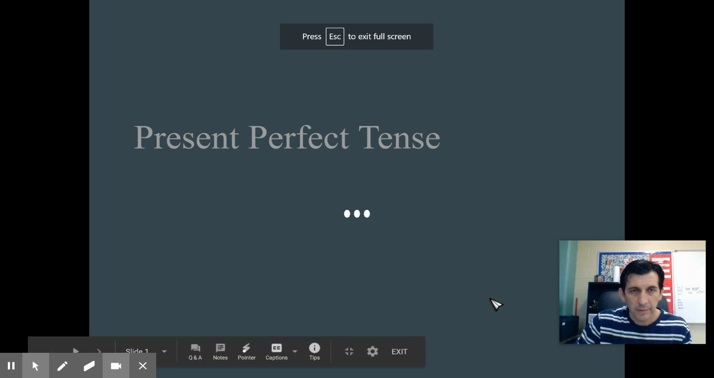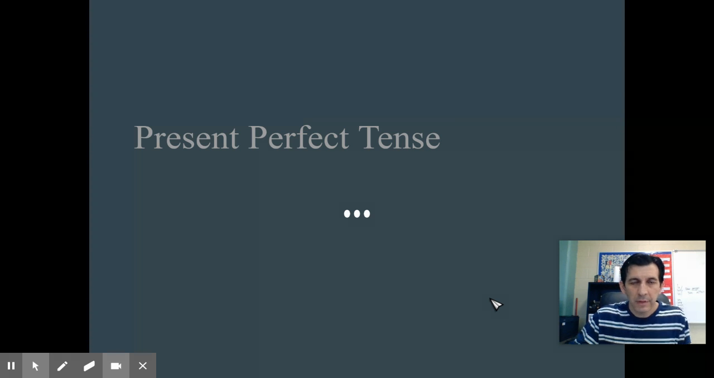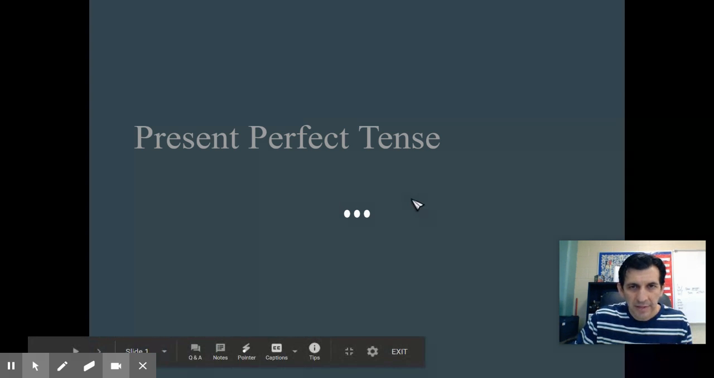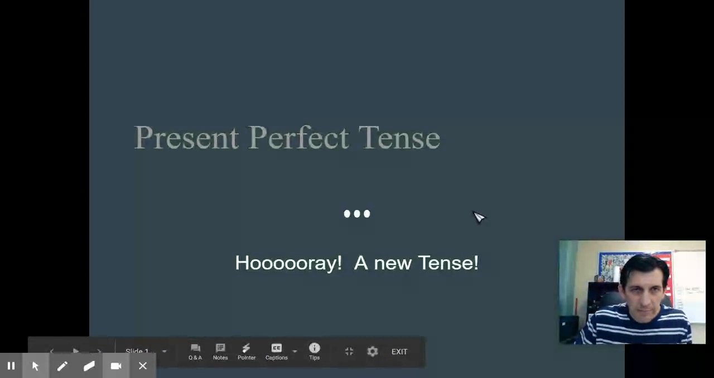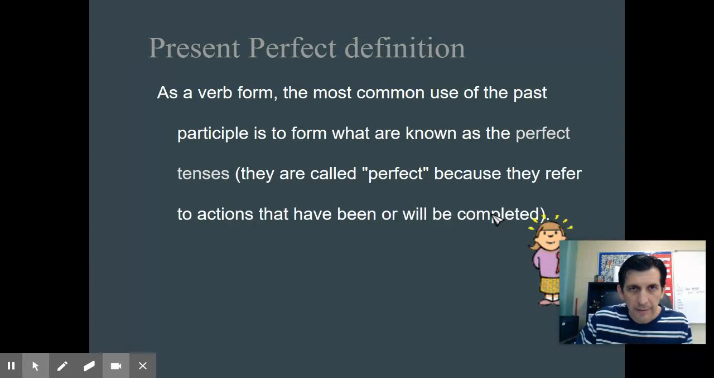Hola chicos, hoy vamos a aprender un tiempo nuevo, a tense, the present perfect tense, or in español, el presente perfecto. That's what we're going to be looking at. Present perfect definition. As a verb form, the most common use of the past participle is to form what are known as the perfect tenses. They are called perfect because they refer to actions that have been or will be completed.